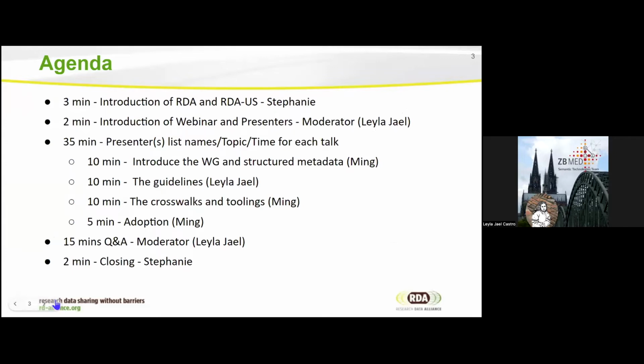The first presentation will be an introduction to the working group and structured metadata. Ming will develop this topic. Then I will come back to show you the guidelines to publish structured metadata on websites. And then we will go back to Ming, who will be showing the crosswalks and some of the tooling that were collected in the group. And she will also talk a little bit about the adoption of these guidelines.